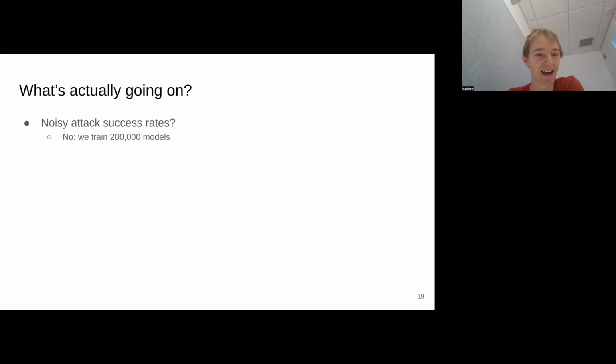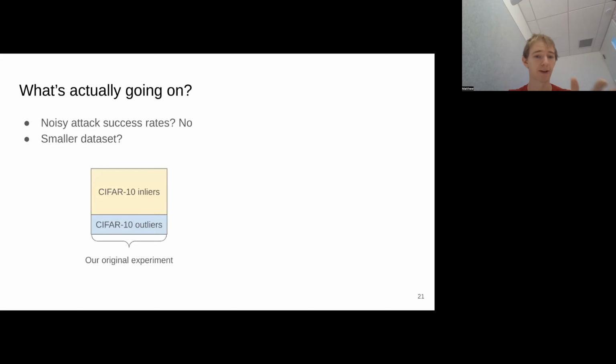Okay, so it's not a noisy attack success rate measurement. One other thing you might think is that it's a smaller data set. If I tell you that you train a model on 50,000 points and you run an attack versus a model trained on 45,000 points, you might expect that just because there are 5,000 fewer points, there's more information encoded per point, and so all these membership inference accuracies are going to go up. On the left, I'm showing you the original experiment. We have 45,000 CIFAR10 inliers and 5,000 CIFAR10 outliers.